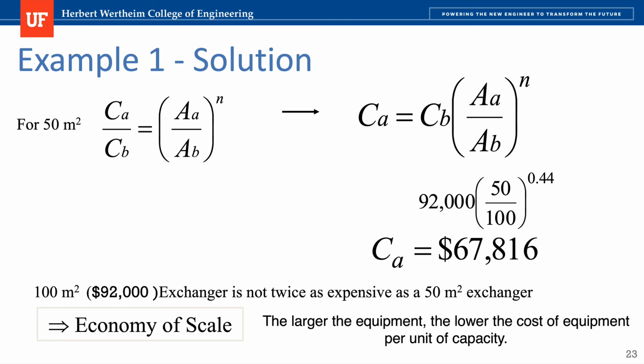So notice here a big important term that is called the economy of scale. The larger the equipment, the lower the cost of equipment per unit of capacity. And this is true up to a certain point. If you cannot ship that equipment by regular means and it has to be customized because it's too large, you may need to pay extra. So the economy of scale is true until a certain limit.